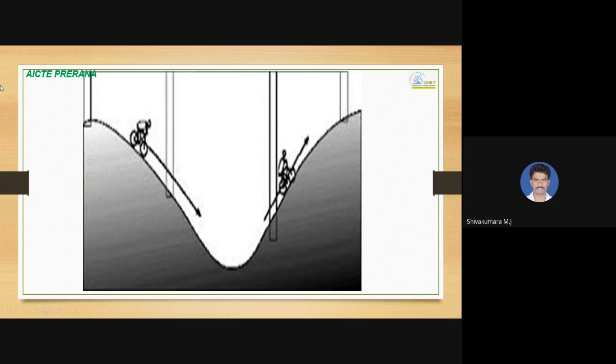You can see a bicycle rider, who will attain kinetic energy while passing through this falling gradient. So it is utilized while climbing this rising gradient.